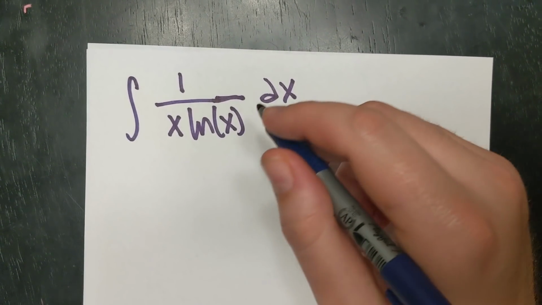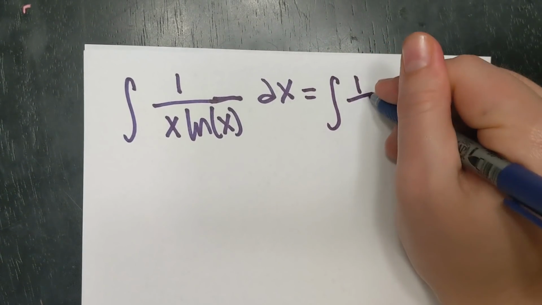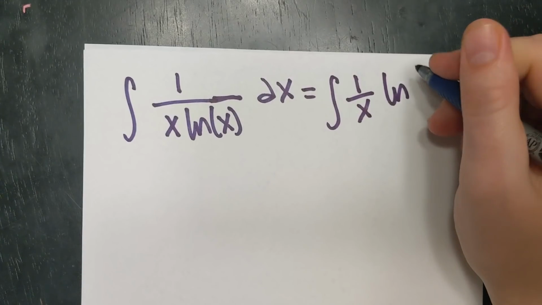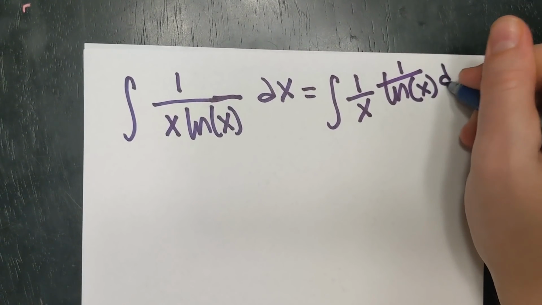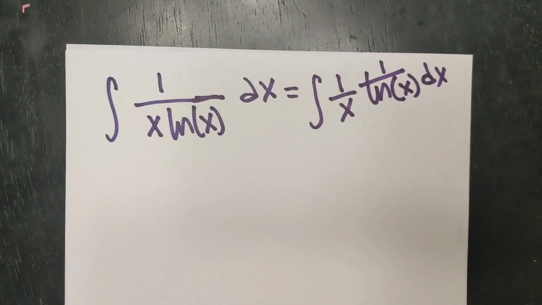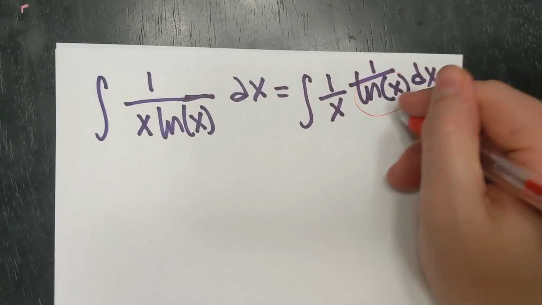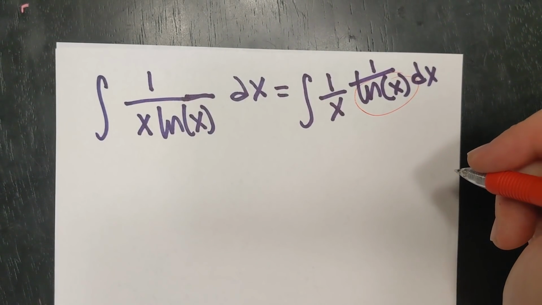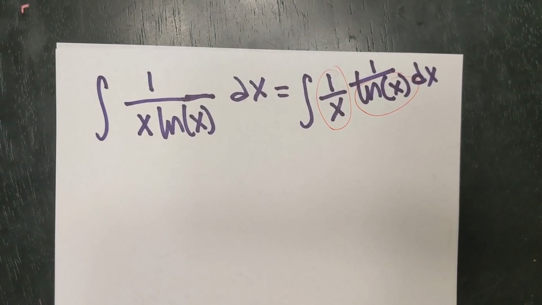Maybe it's not obvious. Let me rewrite this, it might help a little bit. 1 over x times 1 over ln of x dx. And maybe this helps a little bit because notice here I have this ln of x, and the derivative of ln of x is 1 over x. And so that's really promising.